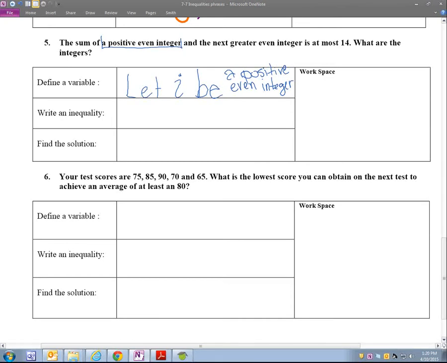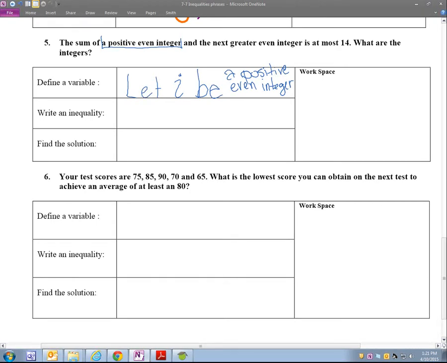Next one, a positive even integer is I. So how often do positive even integers happen? Who haven't I heard from? Moss? How often do positive even integers occur?